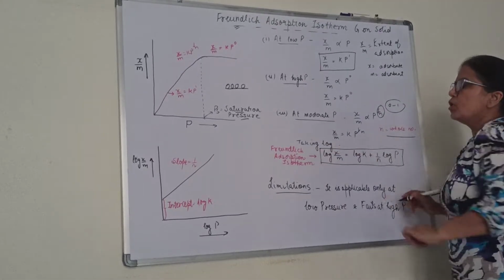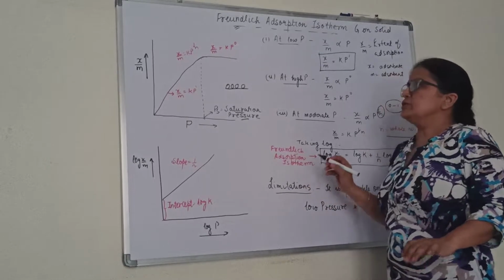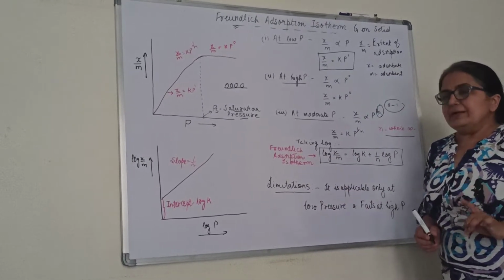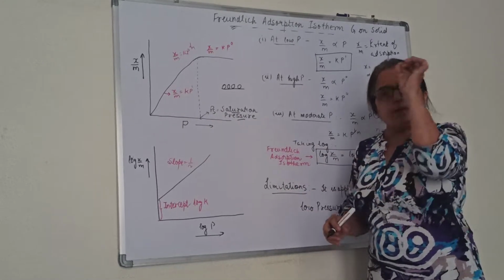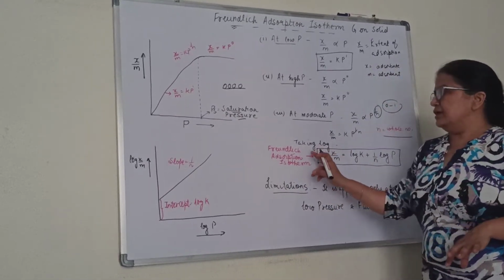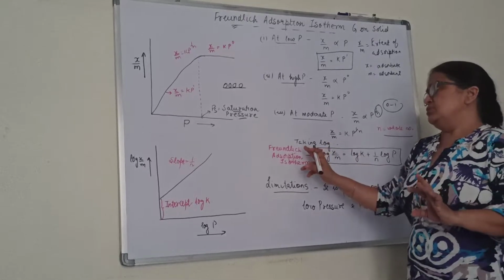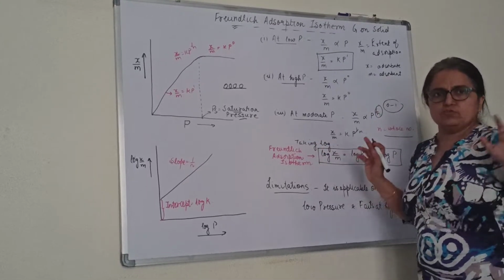This equation is called the Freundlich adsorption isotherm. Why isotherm? I made it clear in the last video. It is measured at constant temperature. So it is called an adsorption isotherm. Since it was studied by Freundlich, it is the Freundlich adsorption isotherm.